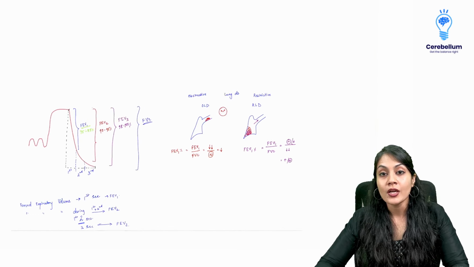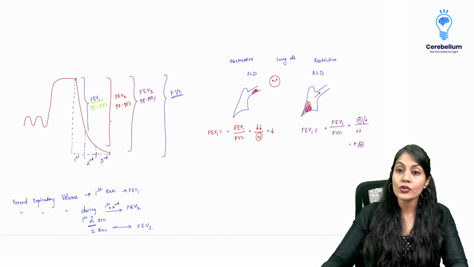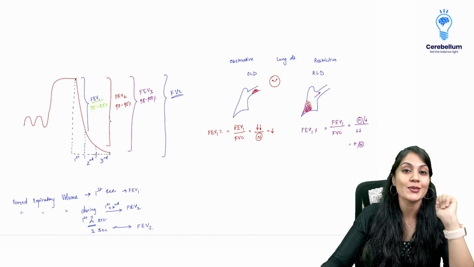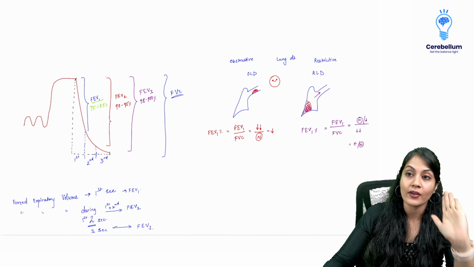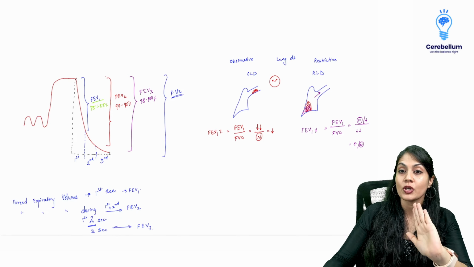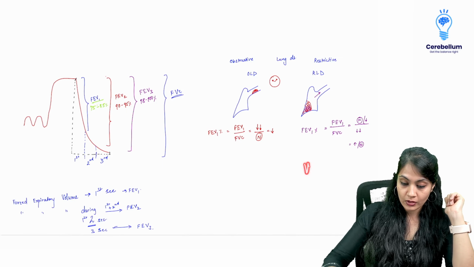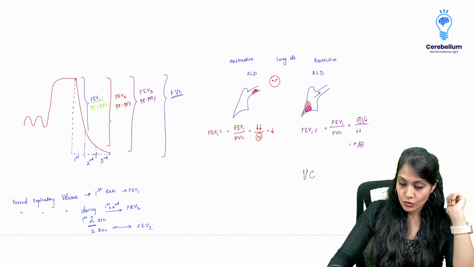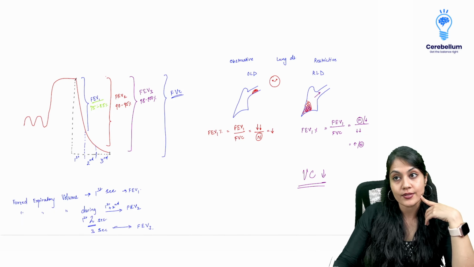So please remember, this is a very, very important topic. We have understood it nicely. I hope you understood the static volumes and capacities, the dynamic volumes and capacities, and how this ratio is very, very important. That's how you're going to diagnose the patient on the basis of VC. The VC is also reduced in restrictive lung diseases.